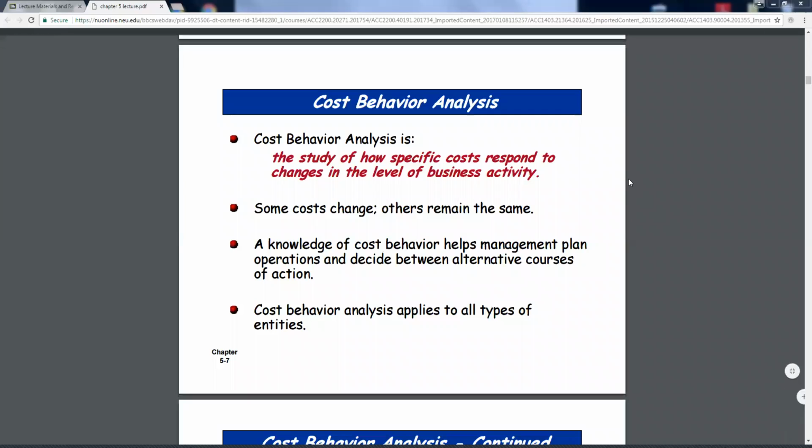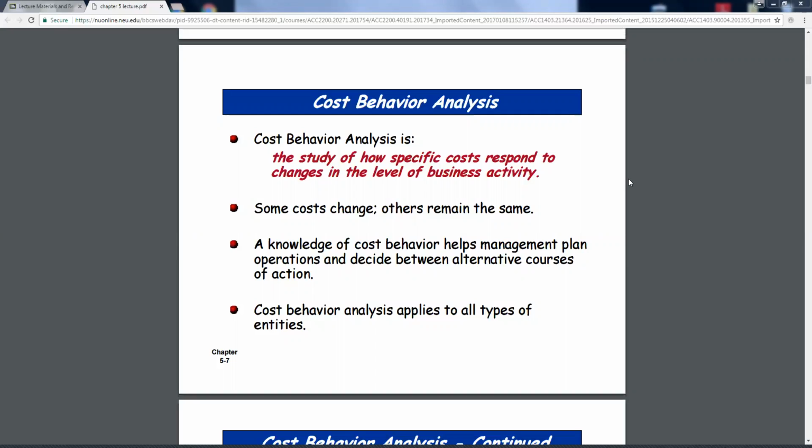Week 2 deals with understanding cost behavior and then applying that cost behavior to a model called cost-volume-profit analysis. So let's first talk about cost behavior. When we think about cost behavior in this course, we're going to think about it in two dimensions, either a fixed cost or a variable cost.